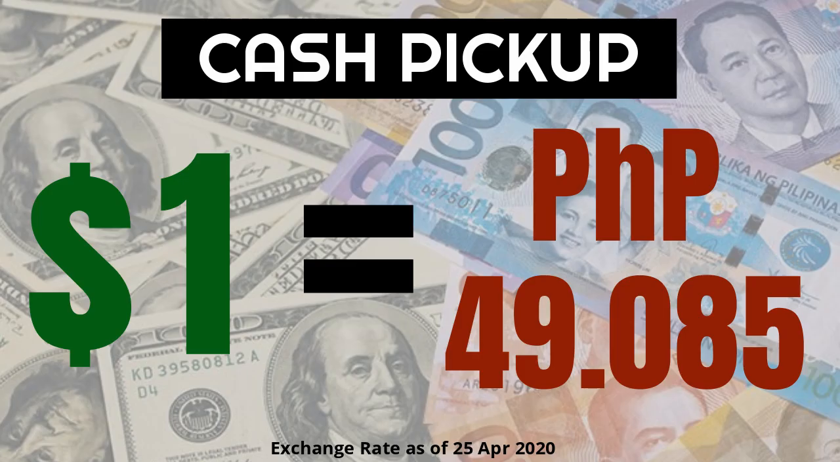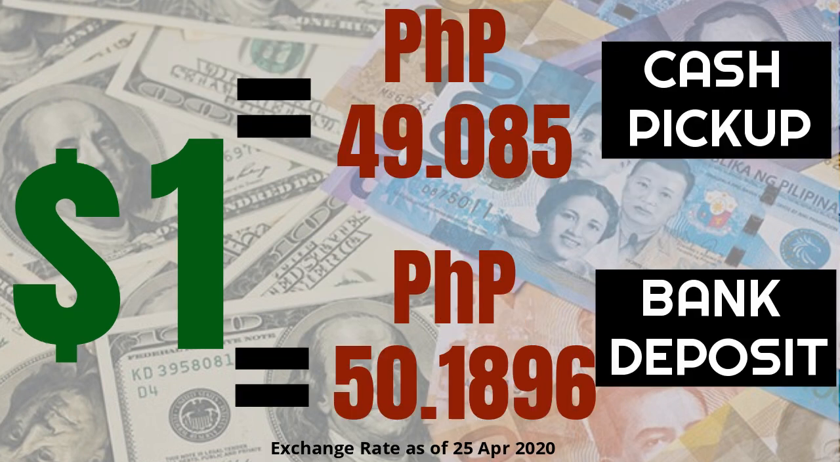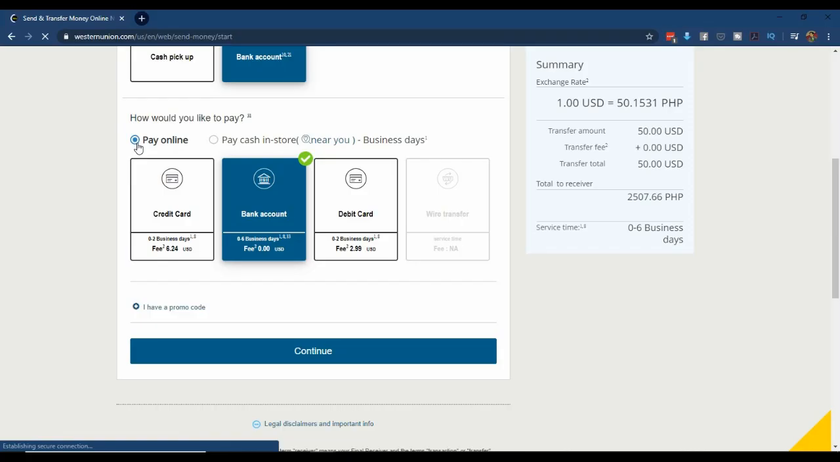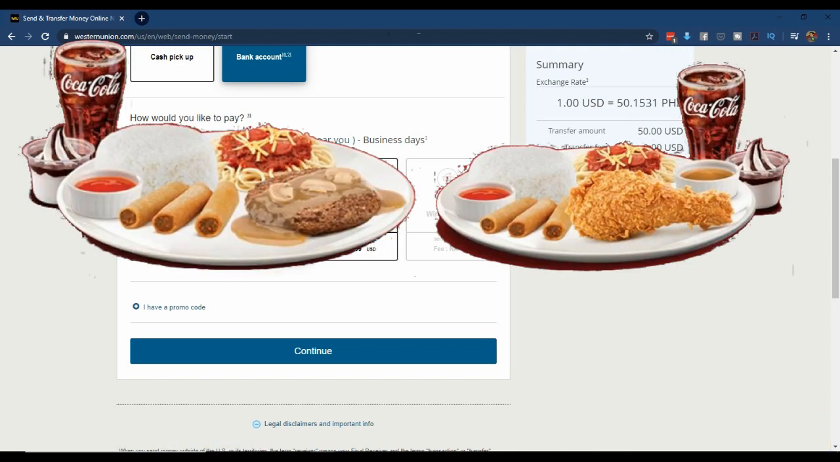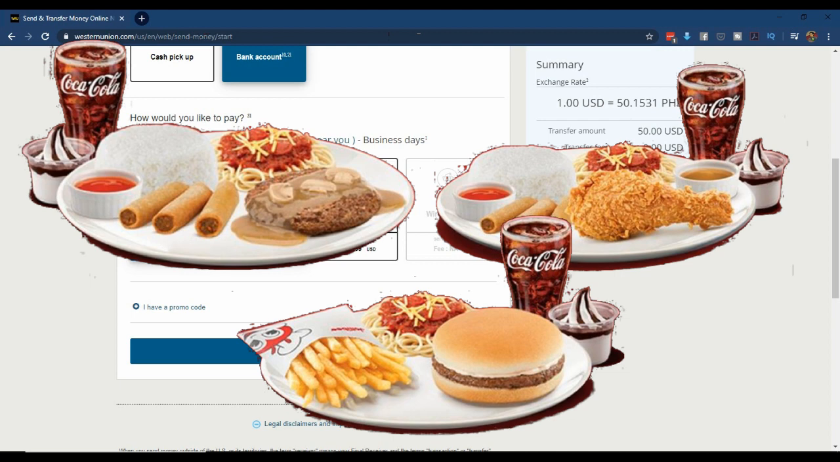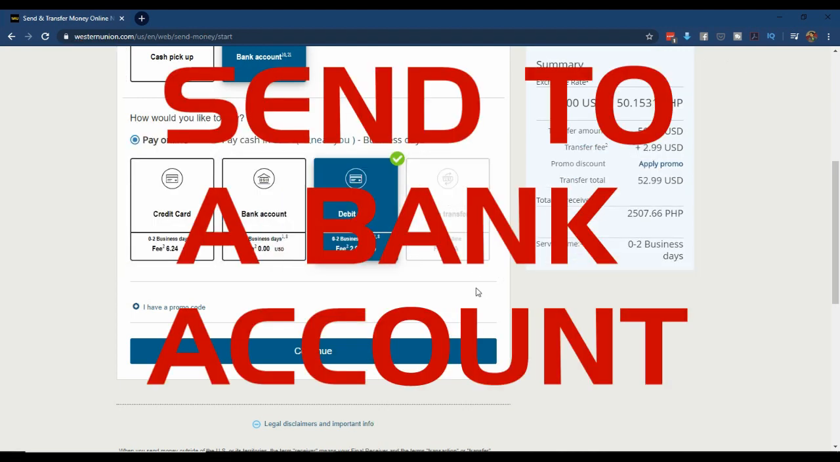If you choose cash pickup, the exchange rate is slightly lower than the bank deposit option. The difference is at least 30 Philippine centavos for every dollar. You know, that's not a problem if you're sending a smaller amount of money, but if you are sending 1,000 US dollars or more, your recipient may lose around 300 pesos due to the foreign exchange rate differential. And 300 pesos, that's already two meals or maybe three at Jollibee, right? So here's a tip. To save a little bit of money, send the money to a bank account in the Philippines.